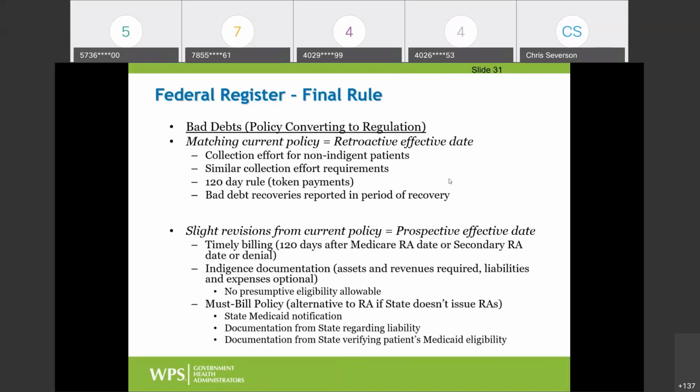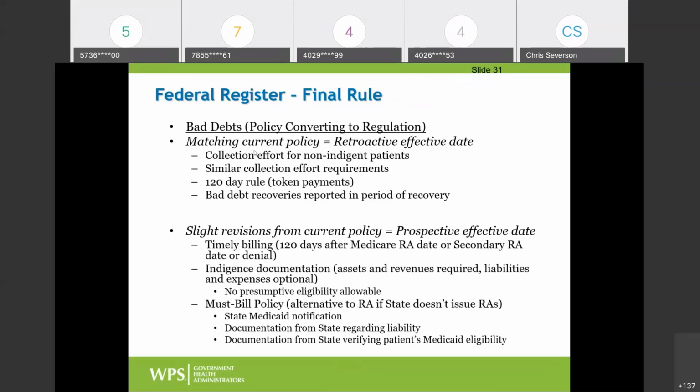And the next few slides we have are dealing with some of the bad debt issues. This was, from an audit perspective, one of the biggest things out of this final rule. And they basically have codified a lot of the policies they had for bad debts that were in the CMS policy manuals. They've codified them now into final regulation. A couple of them have changed slightly, and there's one pretty big change at the end that we'll talk about.